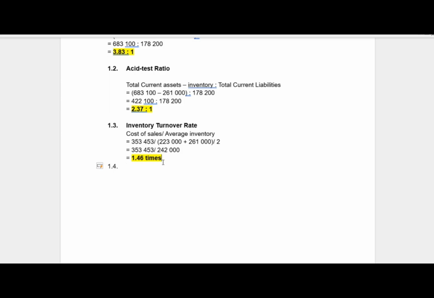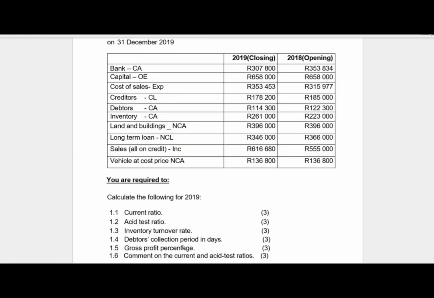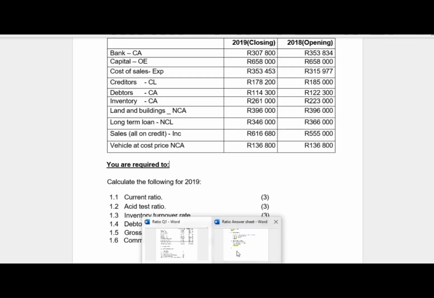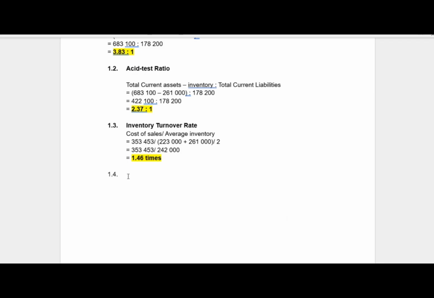Right, so 1.4, let's see what they are requesting us to calculate right there. They say to you, calculate the debtors collection period in days. Debtors collection period, right?